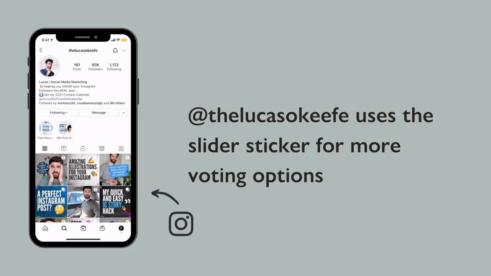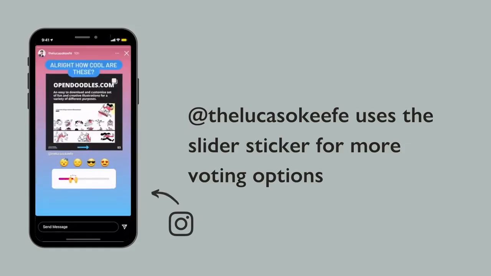Now, if you found yourself feeling limited by just having two options in a poll, here's another idea, which my friend Lucas, who I've talked about on this channel before, used today. Rather than using the poll sticker, you can still achieve the same look and feel by using the slider. Look at this, allowing people to select which emoji best describes their feeling.